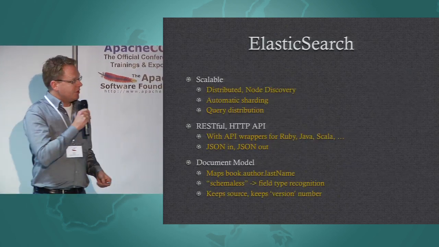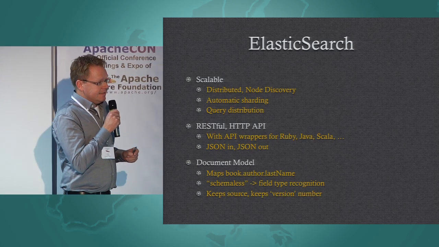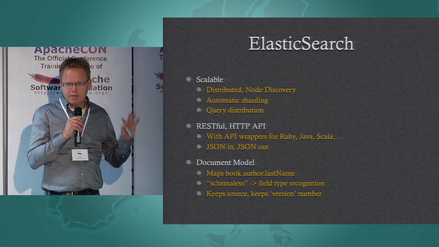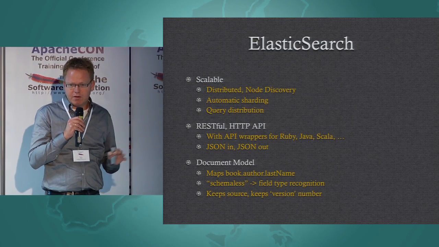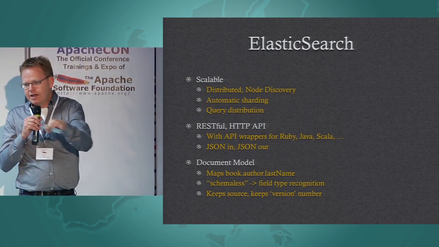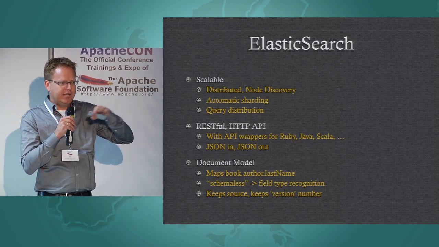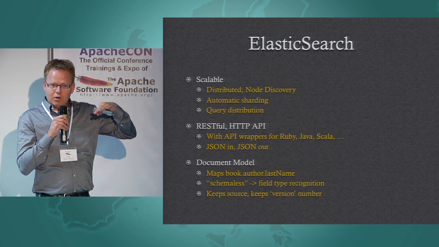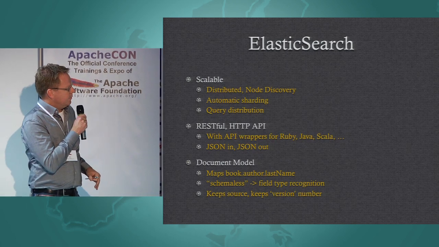So what is Elasticsearch about? It is designed to be scalable. So it means it is very distributed. It has node discovery in it, so it can automatically recognize other Elasticsearch nodes and connect to them if you want it to, of course. So all that discovery part is in there.